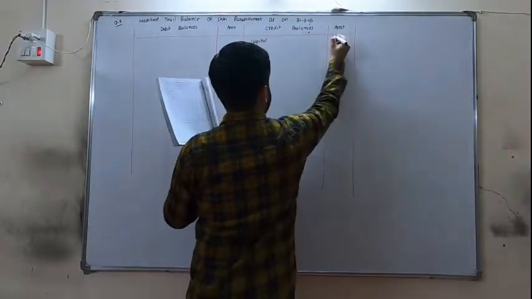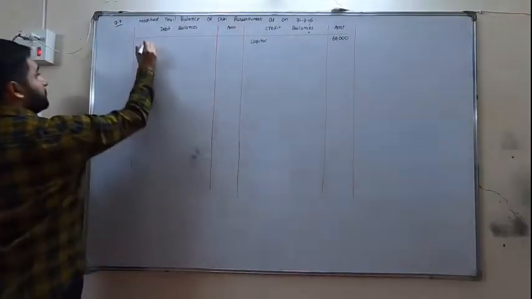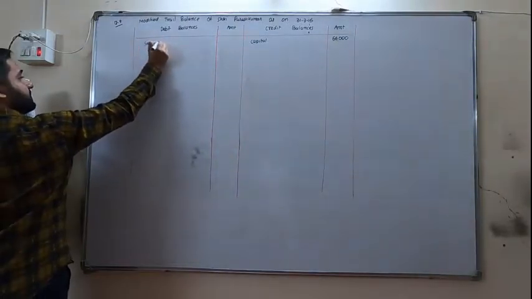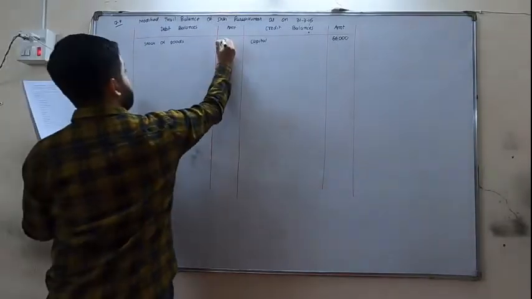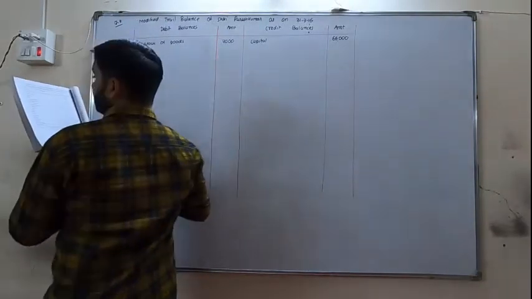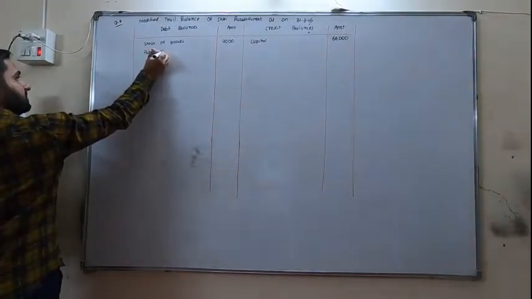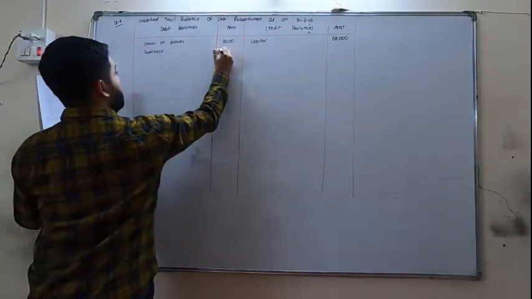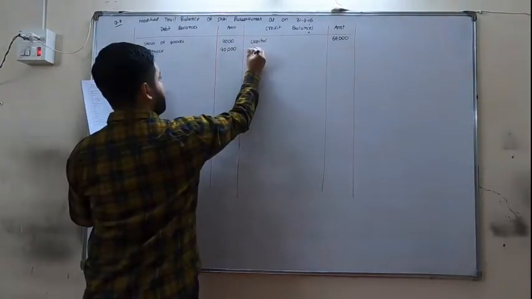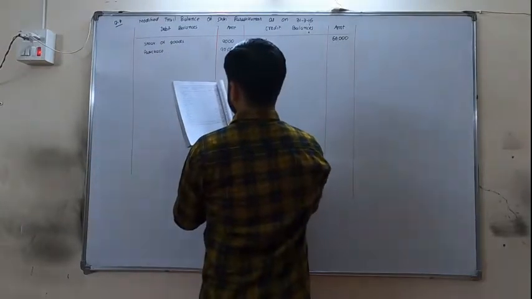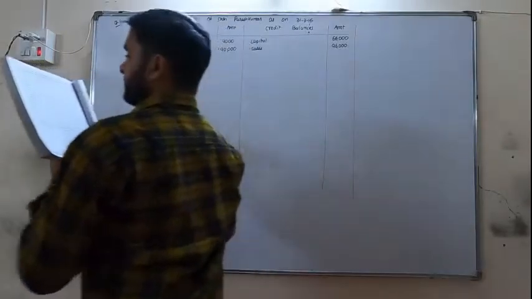Capital 66,000. Then stock of goods is having debit balance, stock of goods 9,000. Then purchase is having debit balance, purchase 90,000. Then sales is having credit balance 96,000. Don't think in the book whether it is debit or credit.